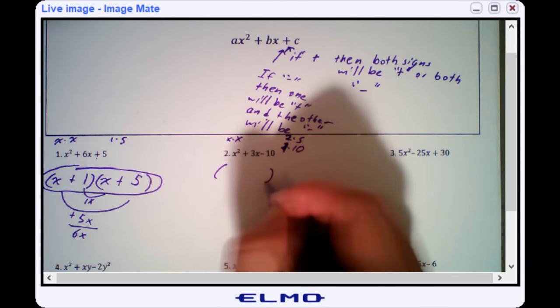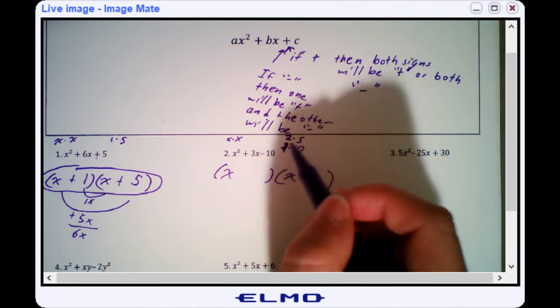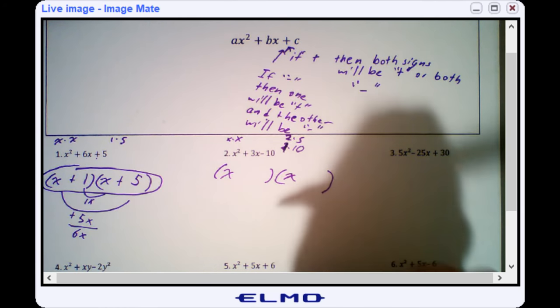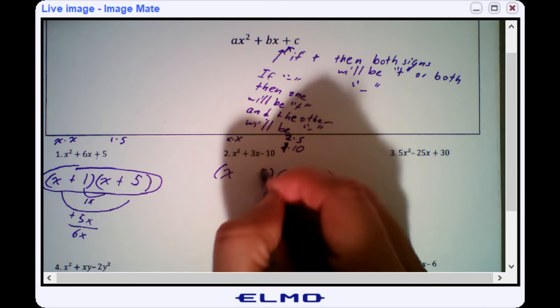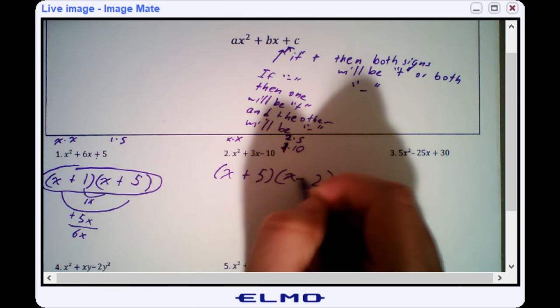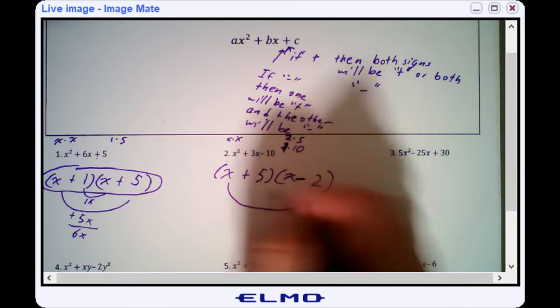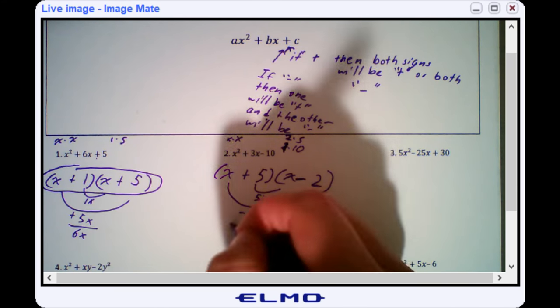I have two sets of parentheses, so I know x and x. And if I ask myself, if I have either 2 and 5 or 1 and 10, if I'm adding and subtracting to get to 3, what would make the most sense? Probably the 5 and 2. Want positive 3, so probably positive 5, negative 2. And we get 5x, negative 2x. Yes, that does give me my 3x.